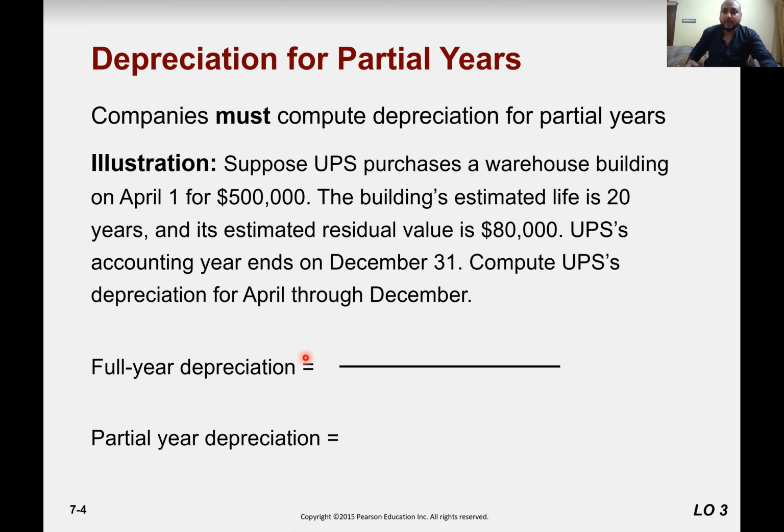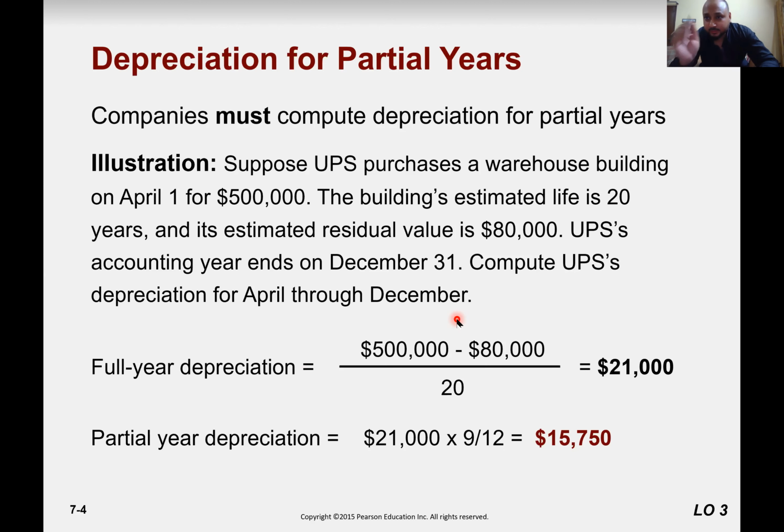If we apply the straight line method, what would be the depreciation? The full year depreciation is going to be cost minus salvage value or residual value, divided by life. The answer is 21,000. So this 21,000 is for the whole year from January to December. But we want to calculate from April to December. So we multiply 21,000 by how many months? 9 months. And how many months are in a year? 12. So 9 by 12. The answer is 15,750. So does everyone understand that?